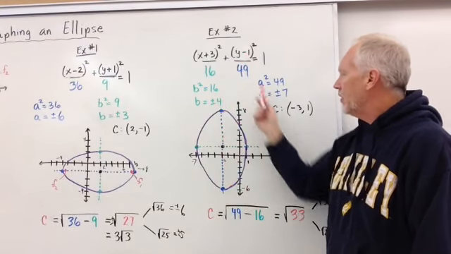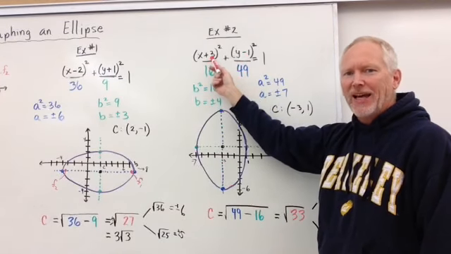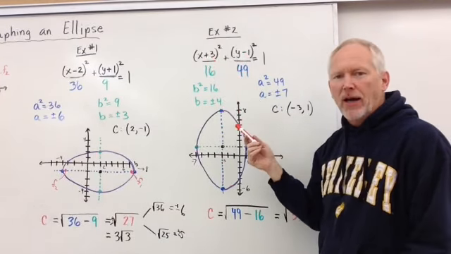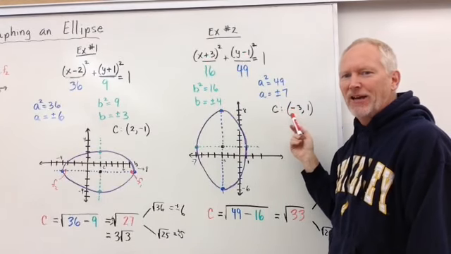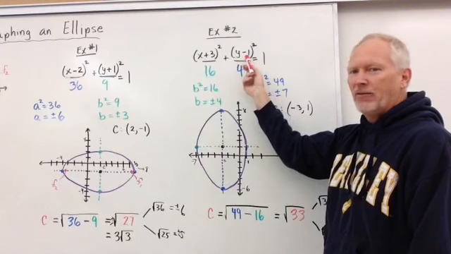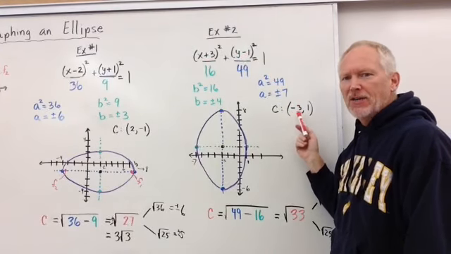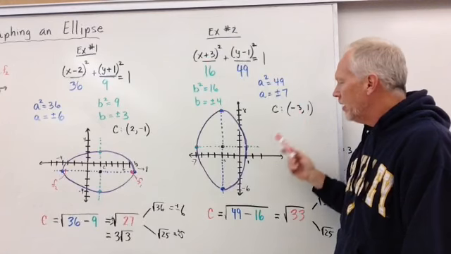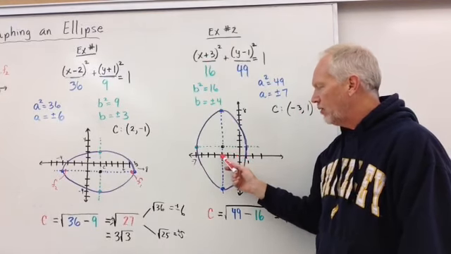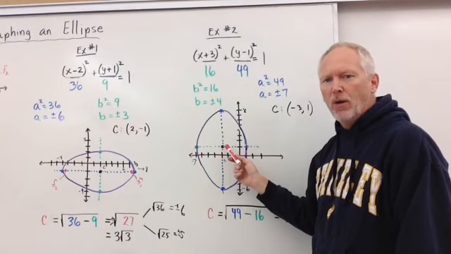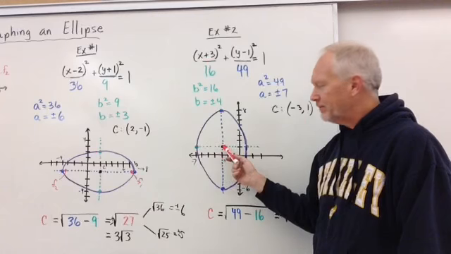So where's my center again? The center is going to be the opposite sign of 3, right? Negative h, k. So the opposite sign of positive 3 would be negative 3. The opposite sign of negative 1 would be positive 1. So my new center is at negative 3, comma 1. So I'm going to go from the center out 3, negative 1, 2, 3, negative 3, and I'm going to go up 1. So my new center is right here at negative 3, 1.